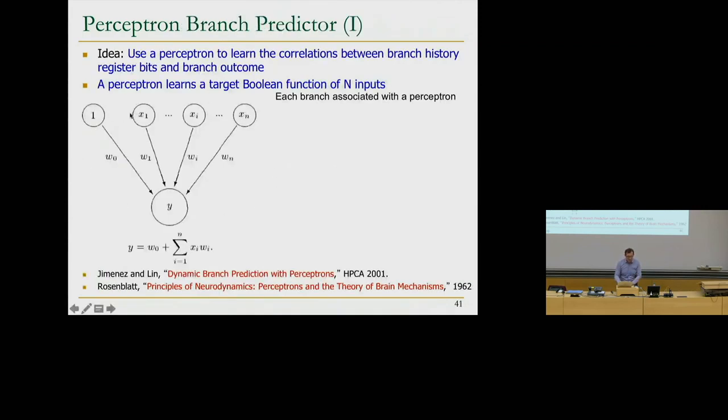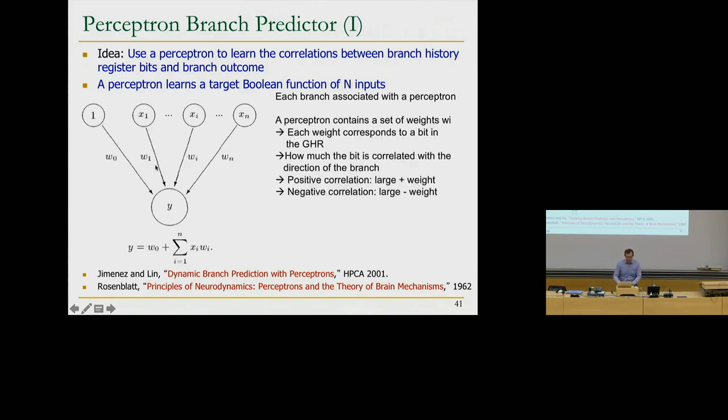Basically, a perceptron looks like this. This is the input vector x. This is the bias weight. And you basically multiply each input vector element with the weight that you learned and sum them up, including the bias, which is the function over here. And if y is greater than 0, you make a prediction. If y is less than or equal to 0, you make some other prediction. And the idea is to use this perceptron to learn the correlations between branch history register bits and branch outcome. So a perceptron learns the target Boolean function of n inputs over here and the bias over here. So let's take a look at it from the context of branch prediction. Each branch is associated with a perceptron, so think of this as dedicated to a single branch.